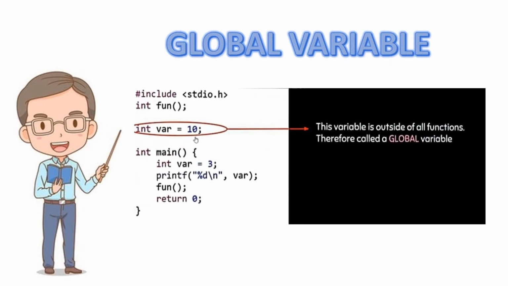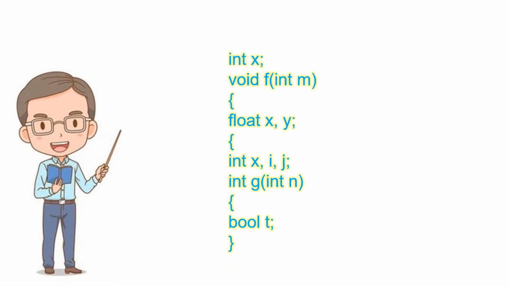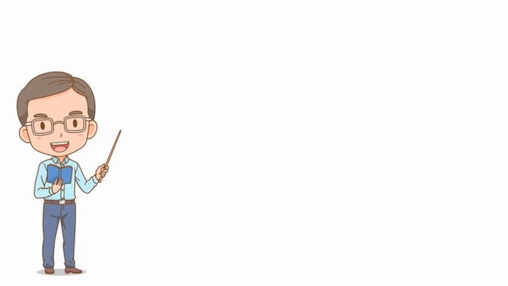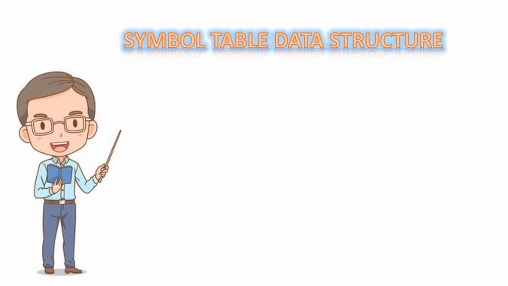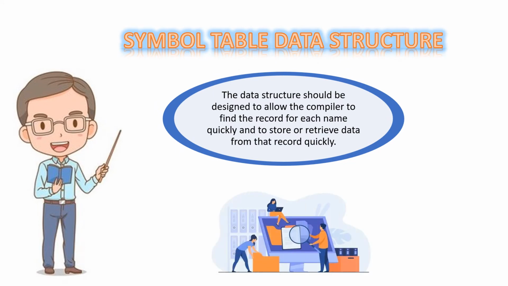The scope rule needs a more complicated organization of symbol tables than a list of associations between names and attributes. Next, example is, here, we can see the symbol table organization that complies with static scope information rules. Next, symbol table data structure. The data structure should be designed to allow the compiler to find the record for each name quickly and to store or retrieve data from that record quickly.